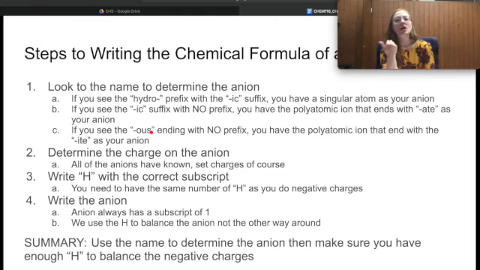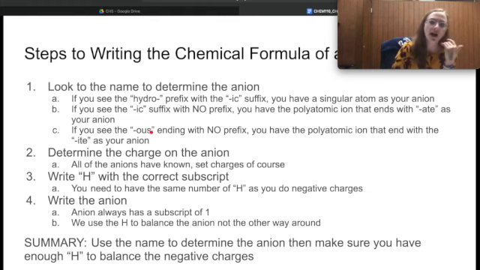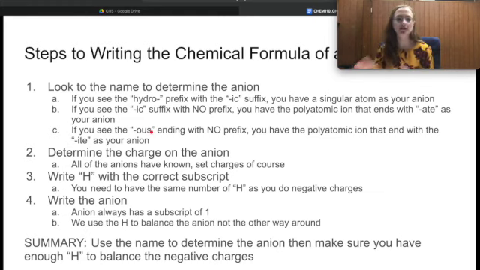So once you've determined the charge on the anion, that determines how many hydrogens you have. So you need the same number of hydrogens as you have total negative charges. So if you have something with a 2 negative charge, you need 2 hydrogens. If you have a 3 negative charge, you need 3 hydrogens. If you have a 1 negative charge, you need 1 hydrogen.